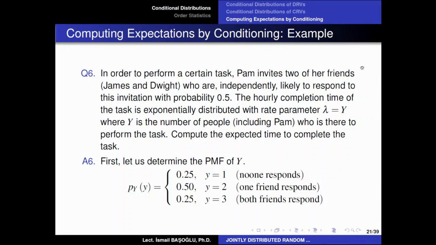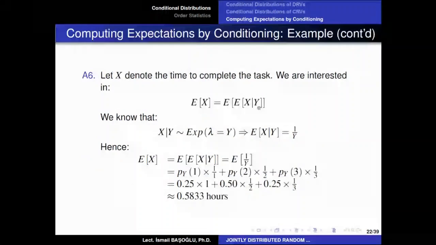So the number of people who are there to perform this task is a random variable y, taking on values 1, 2, and 3, respectively, with probability 0.25, 0.50, and 0.25. This is the marginal distribution of y. Now, random variable y is also defining the rate parameter of the exponential distribution, which defines the hourly completion time of the task. Let's just say x is the time to complete the task.